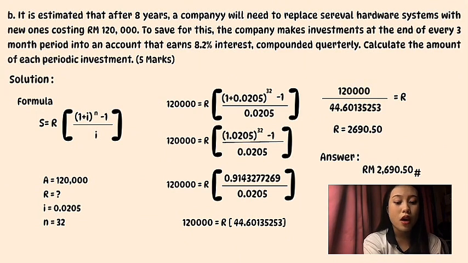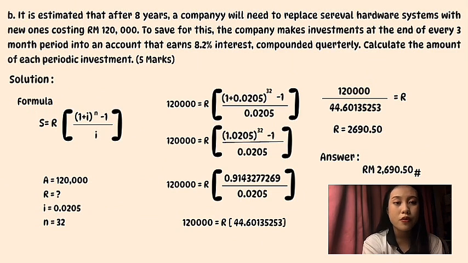For both questions, I use the future value of an ordinary annuity formula. This formula helps us find the future value of regular payments made into an account with interest. It looks like this. S equals R times open bracket 1 plus i to the power of n minus 1 close bracket divided by i. S is the future value, R is the payment made each time, i is the interest rate per period, n is the number of periods.